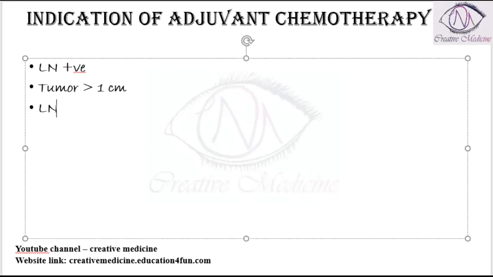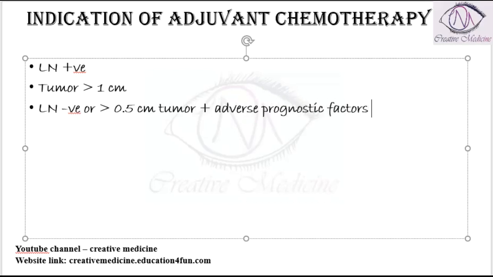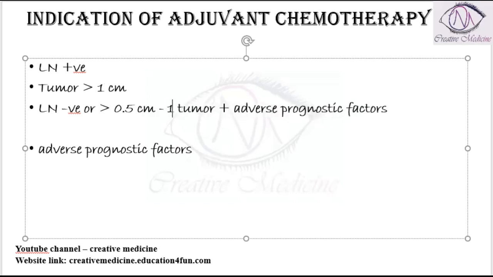or if the lymph node is negative but the tumor is more than 0.5 centimeters with adverse prognostic factors. So what are these adverse prognostic factors? These are the main three criteria. One, the lymph node is positive. Second, the tumor is more than 1 centimeter. Or third, the lymph node is negative and the tumor is more than 0.5 to 1 centimeter, but with adverse prognostic factors.